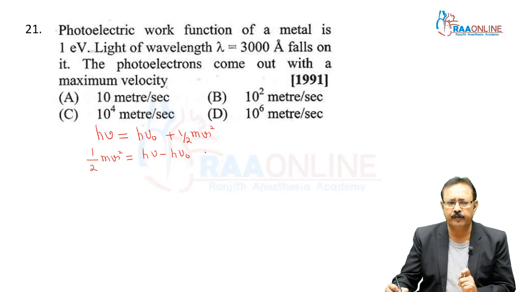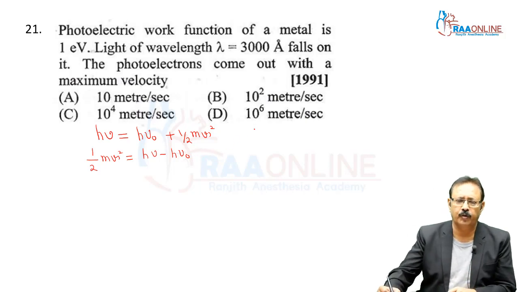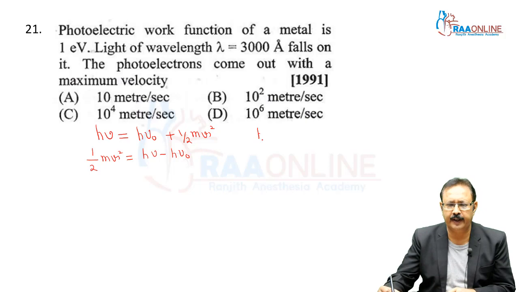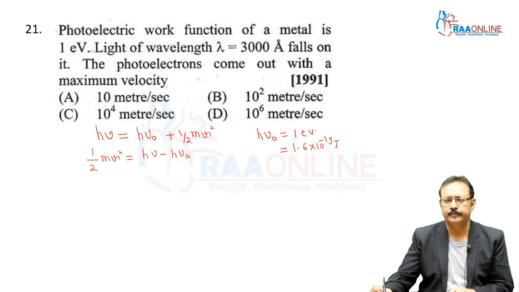The photoelectric work function of a metal is 1 electron volt. What is given? We write here, we calculate here. What was h nu naught, the work function? 1 electron volt. We will do it in SI units only, because the options are in SI units. So 1.6 into 10 to the power minus 19 joule.